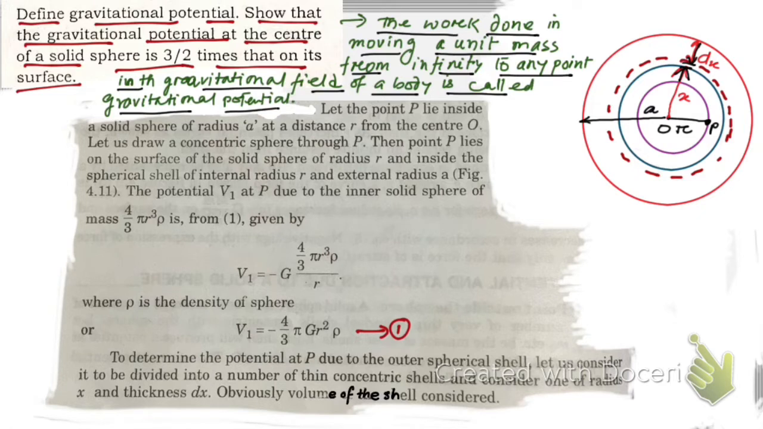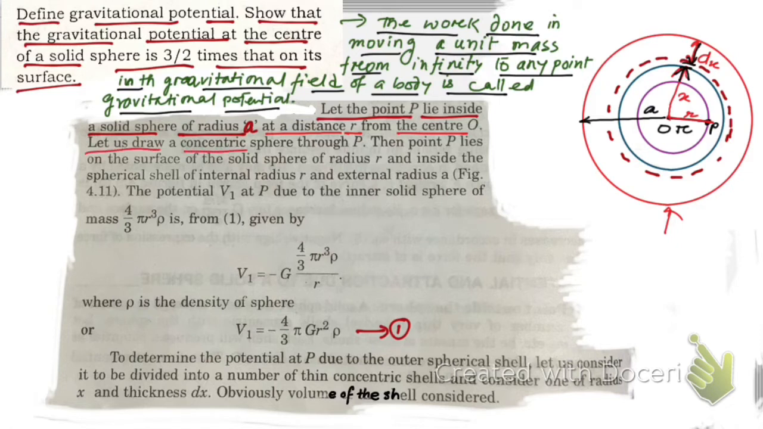Now let us consider the point P lying inside a solid sphere of radius a, right? Here you can see this is the point P in the diagram, inside the solid sphere. And at a distance r from the center O, so this P is at a distance of r from the center O. So this distance is r, right?